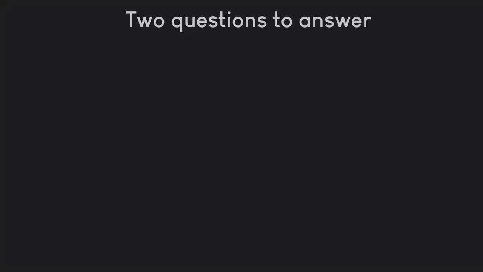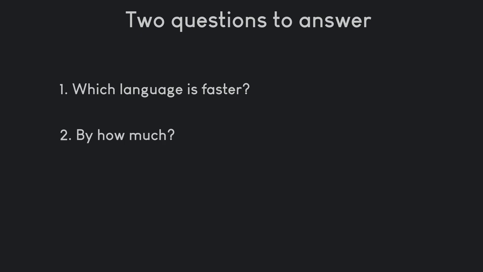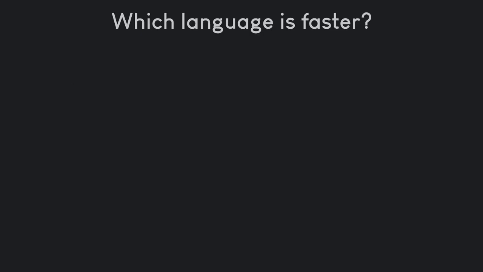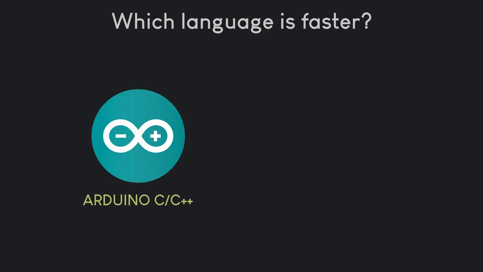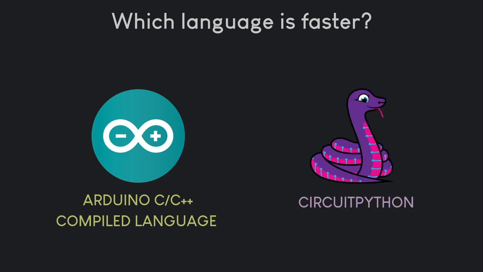In this video, we are going to answer two questions. Which language is faster, Arduino or CircuitPython, and by how much? The first question can be answered even without running a single line of code. Our Arduino programs are written in C++, which is a compiled language. On the other hand, CircuitPython is an interpreted language. This means that the code written in CircuitPython will take longer to execute than code written in Arduino.